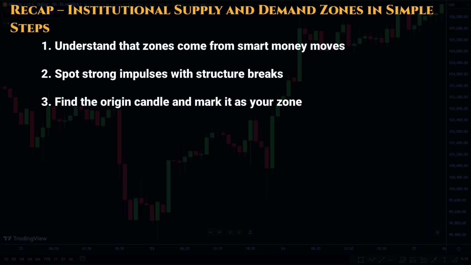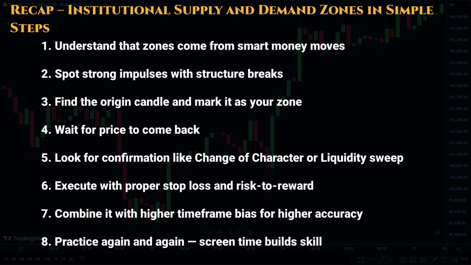Recap: institutional supply and demand zones in simple steps. 1. Understand that zones come from smart money moves. 2. Spot strong impulses with structure breaks. 3. Find the origin candle and mark it as your zone. 4. Wait for price to come back. 5. Look for confirmation like change of character or liquidity sweep. 6. Execute with proper stop loss and risk to reward.